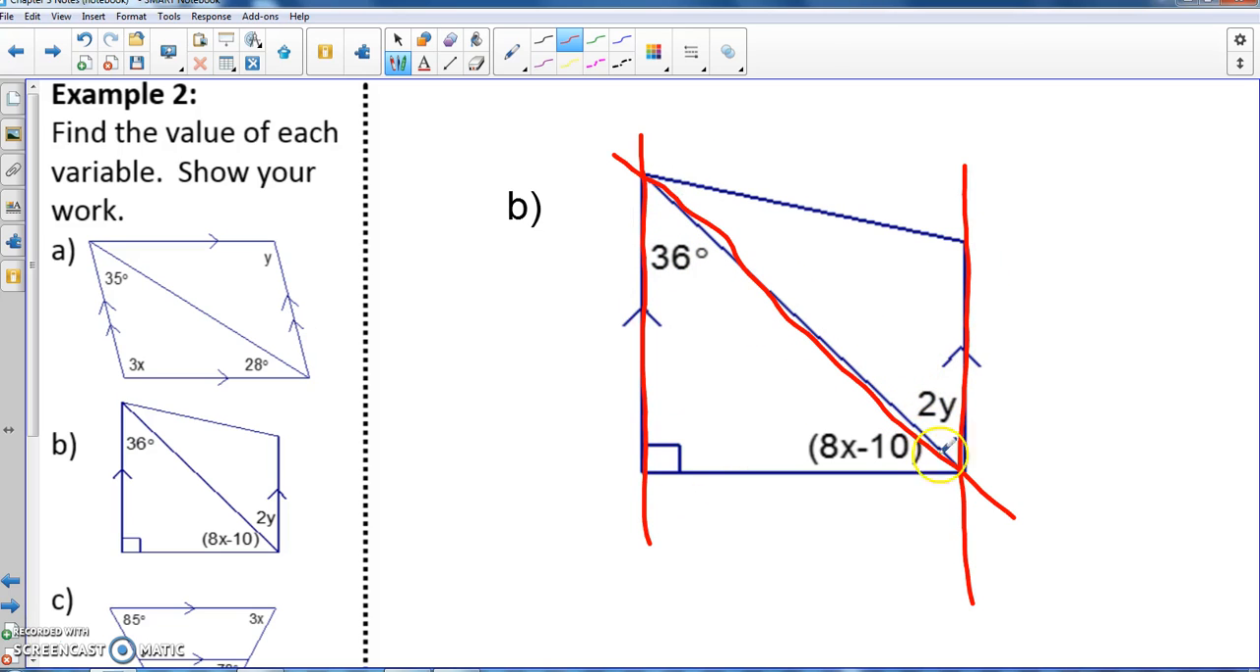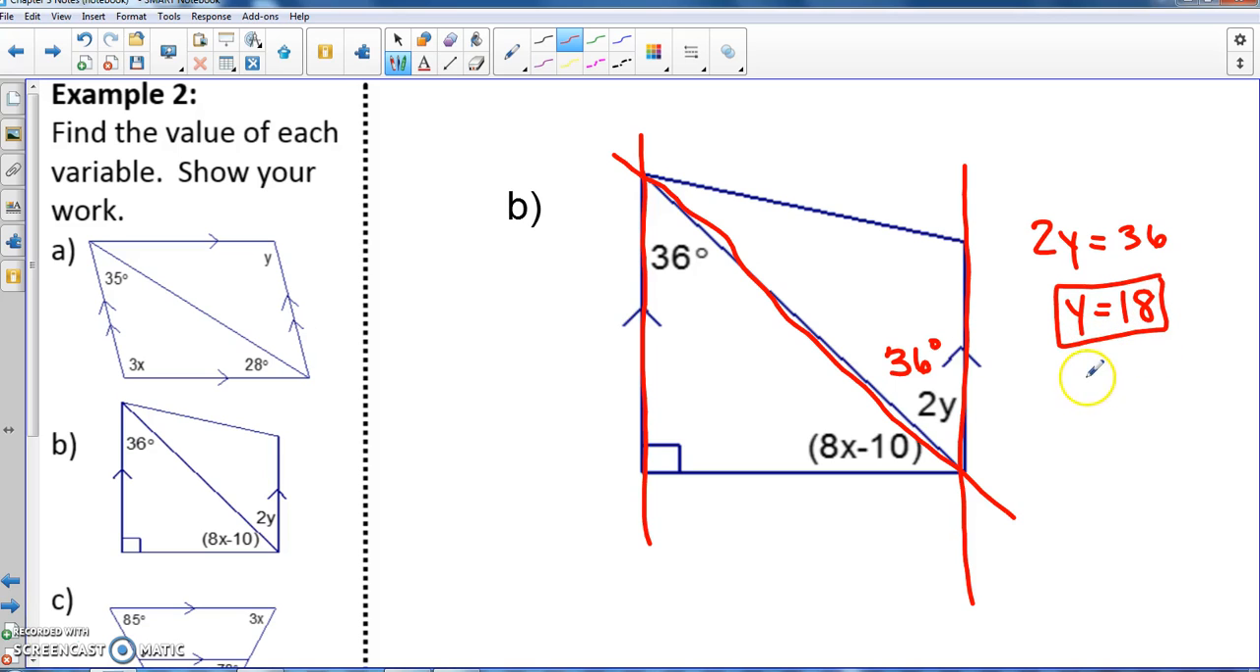They're in between the two lines and they're diagonal from each other, so these are alternate interior angles. And if the lines are parallel, what do we know about alternate interior angles? They're congruent. So I know this angle has to be 36 degrees. So what do I do if I need to solve for y? Well, you put 2y equals 36 degrees because 2y has to come out to be 36 degrees. Now solve. Divide. So y is 18.